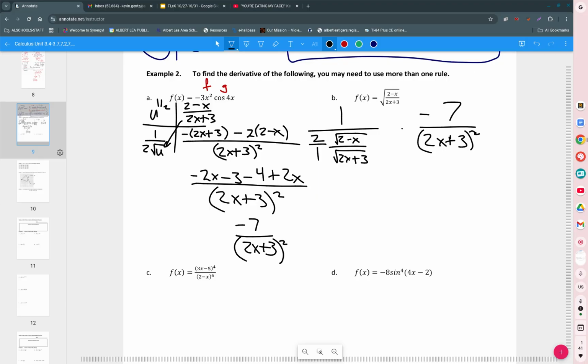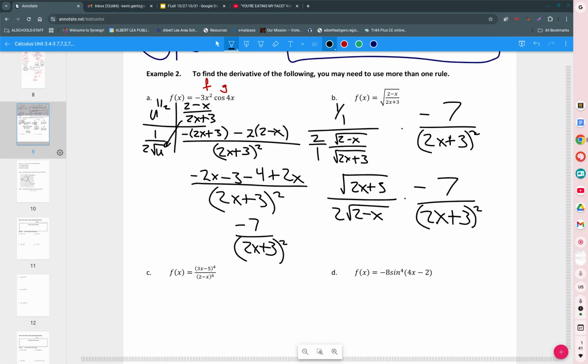I'm almost done here. I just need to make sure that this piece here is not expressed as a complex fraction. So as you try to work through this, can everybody see that the top is a 1 over 1? Now I'm going to multiply by the reciprocal of the bottom. And so the reciprocal of the bottom will give me the root of 2x plus 3 over 2 roots of 2 minus x, times a -7 over (2x plus 3) quantity squared. Yes, 2x plus 3 at the top. I multiplied by the reciprocal of the bottom to get that.